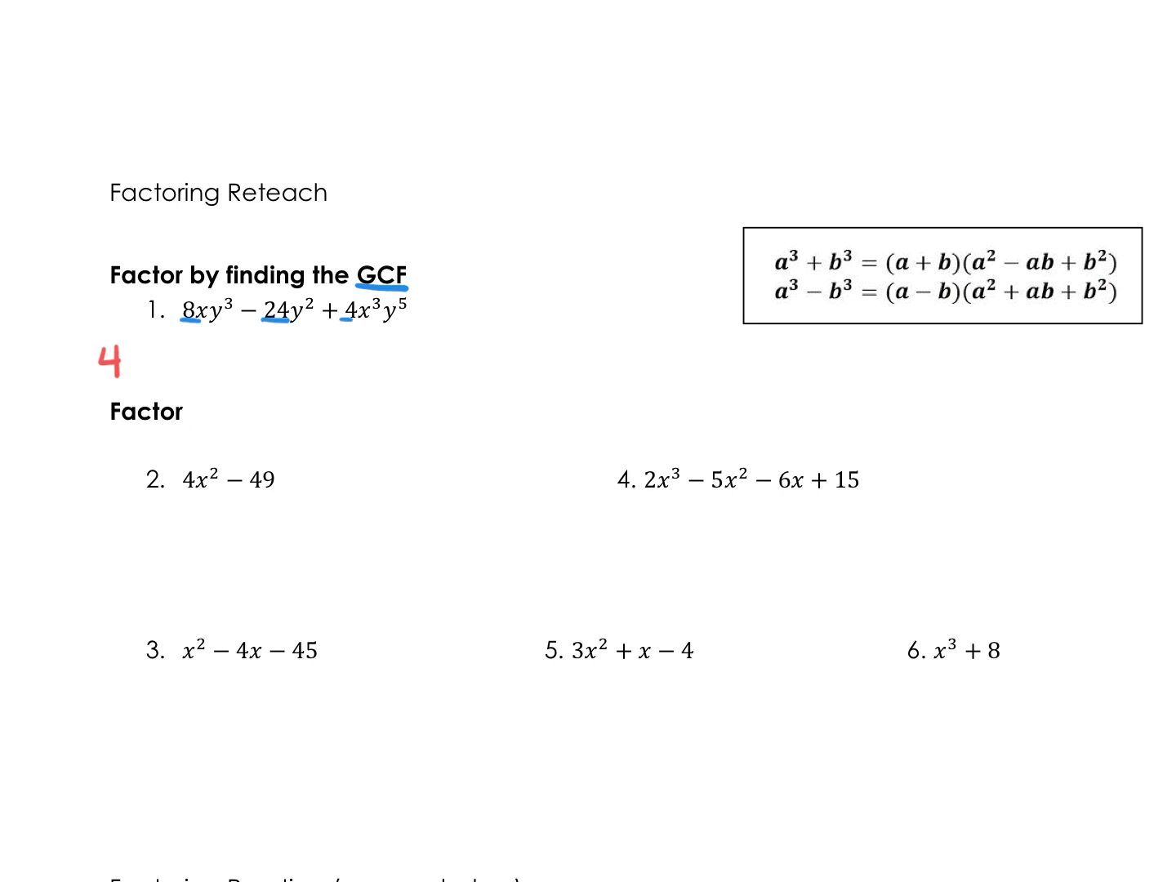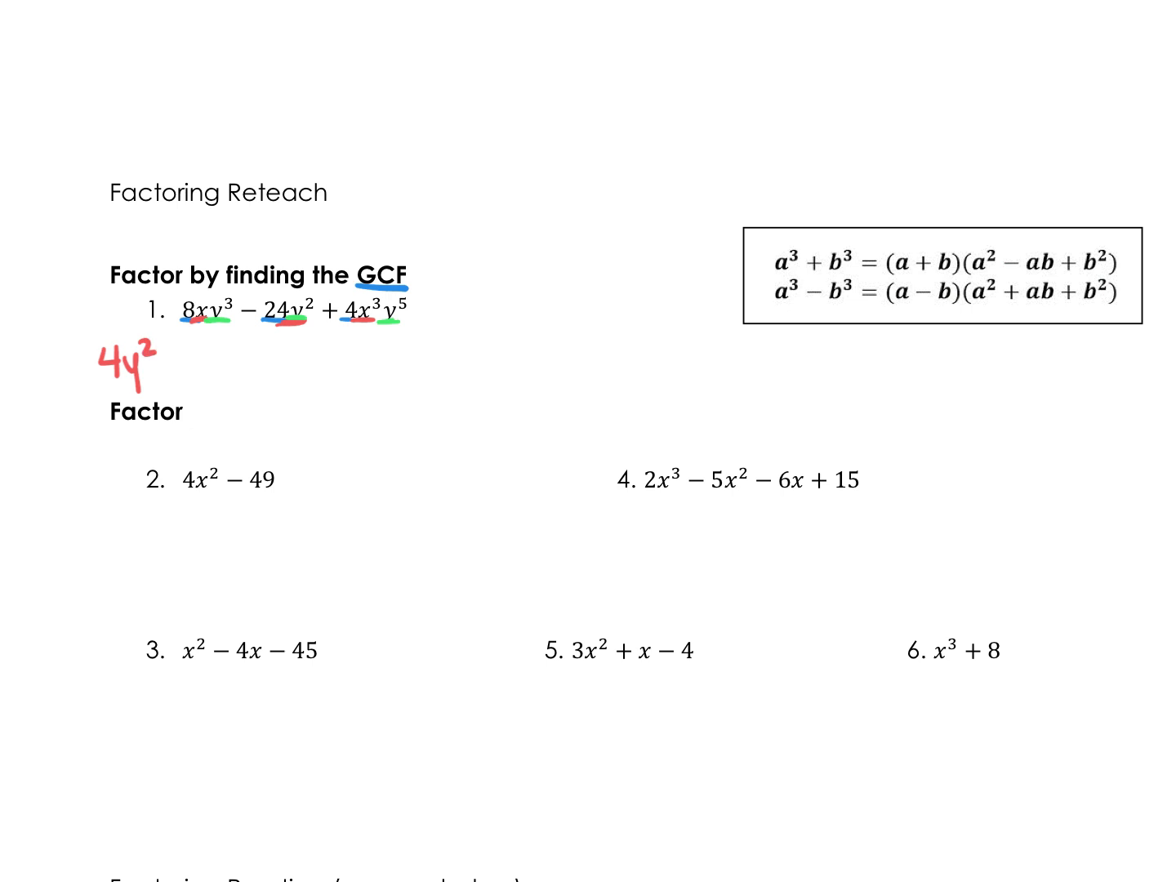Then you look at the letters. This one has an x, this one does not have an x, and this one has an x cubed. So they do not have any x's in common, so there will be no x's in our GCF. Then we look at the y's. This one has a y cubed, a y squared, and a y to the 5th. So the greatest number of y's they have in common is y squared. So this here is our GCF.